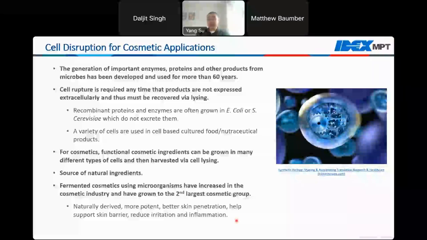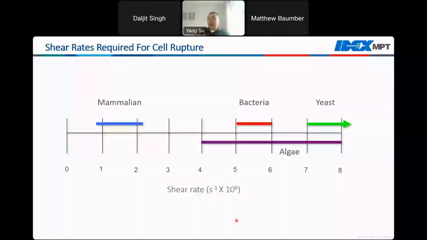Again, to fully utilize the potential of these fermented cosmetic ingredients, you often have to perform a cell lysing process and use a cell lysate as one of the ingredients for your product. So I mentioned the importance of rupturing the cell to release the functional ingredients or the product from within the cell, and I also mentioned there's a variety of different types of cells that can be used. Each is different and will require different shear forces to break open the cell membrane.